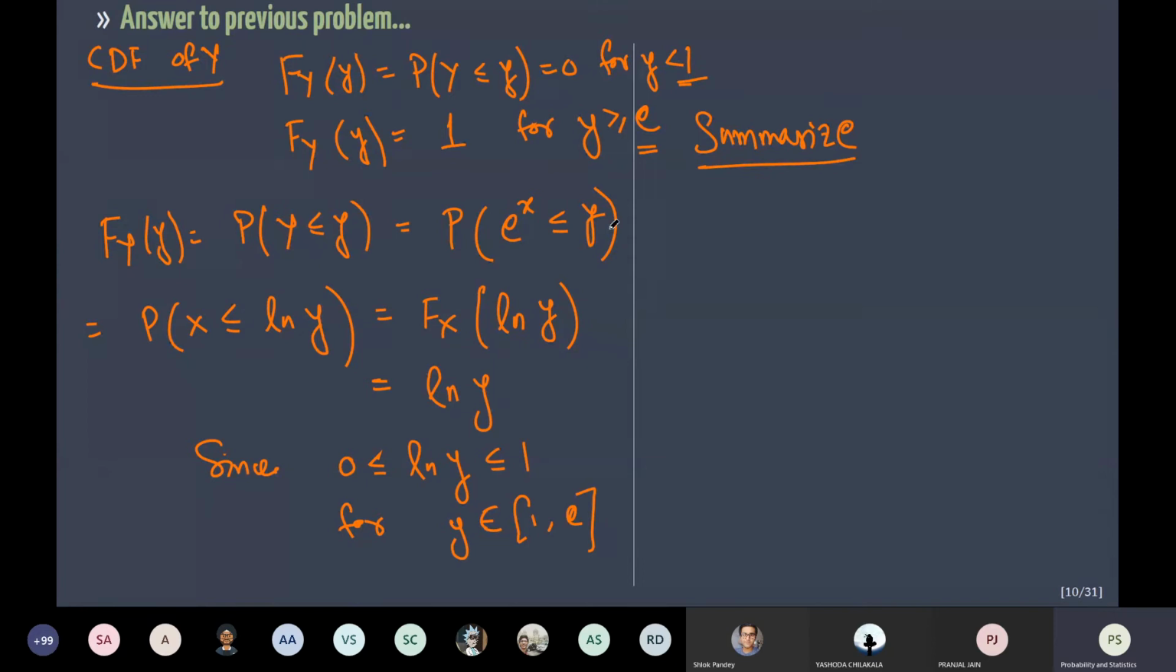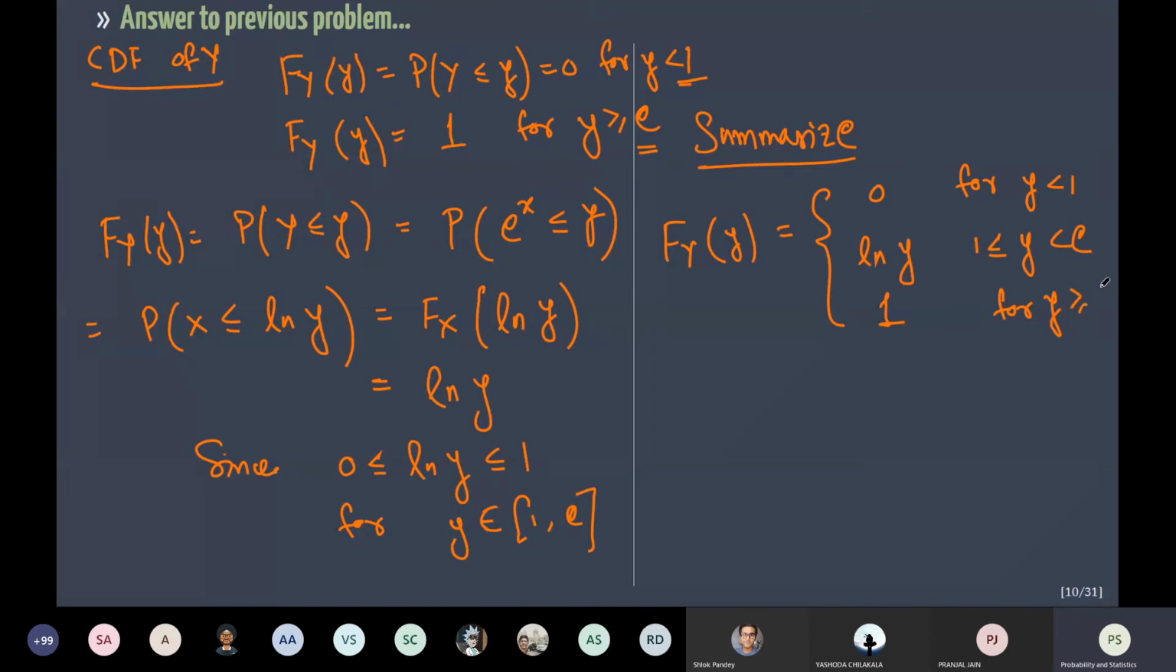Now we can summarize this, since it's always good to summarize in one place. The CDF is 0 for y less than 1. It is the natural logarithm of y for 1 less than or equal to y less than e, and it is 1 for y greater than or equal to e. So we can wrap this up: this is the CDF of y.